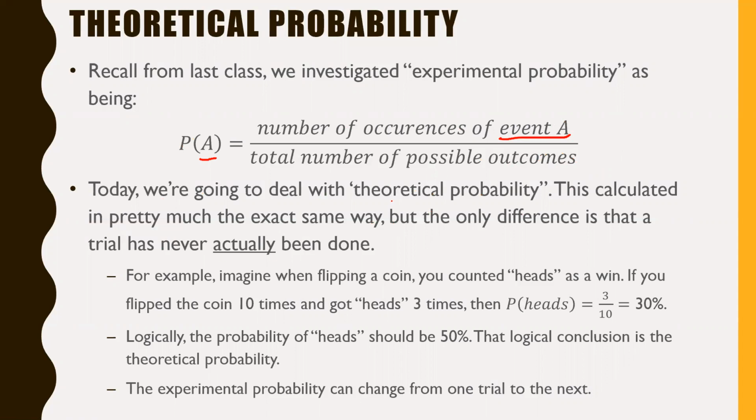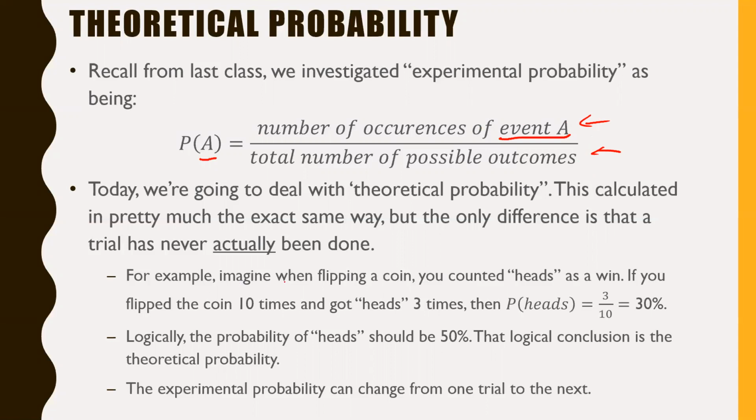Now, today we're going to deal with theoretical probability. This is calculated in pretty much the exact same way, but the only difference is that a trial has never actually been done. In other words, you're just looking at the theoretical outcomes. You're looking at how many times event A generally could happen out of the total number of times that you possibly have, or total number of outcomes you possibly have. This is way easier to understand with just a bunch of examples.